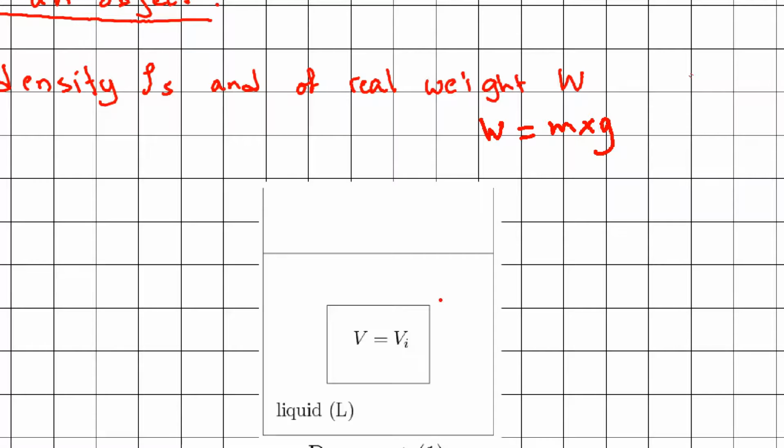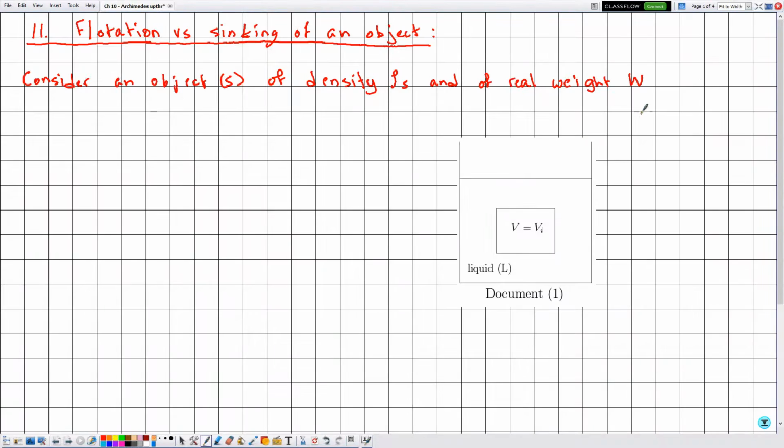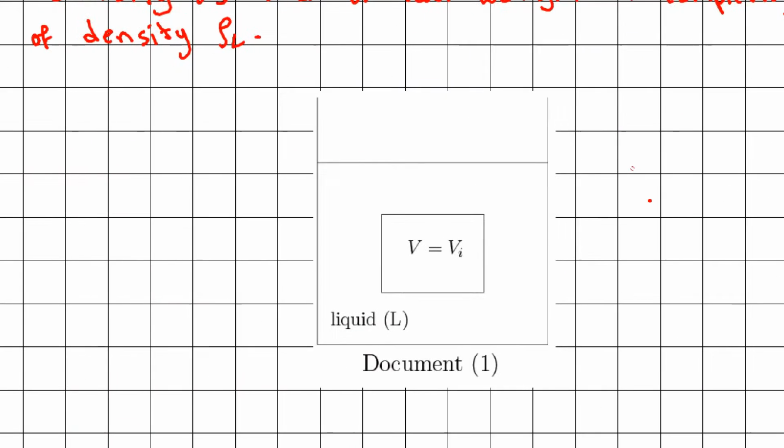Here, because we have a liquid, we must distinguish between the real weight and the other weight, which is the apparent weight. The object is completely immersed in a liquid L of density rho L. So the density of this liquid is given by rho L.